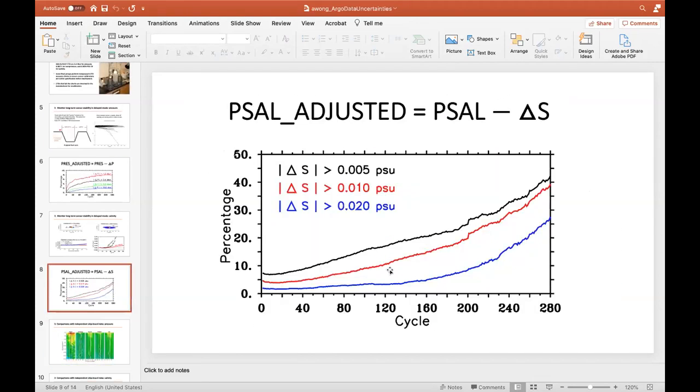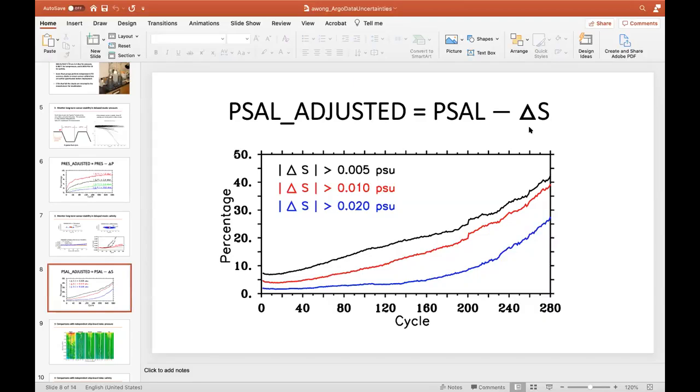Okay, so similar to pressure, in all the Argo data files, we record the raw salinity values as well as the adjusted salinity values. The adjusted salinity is simply raw salinity minus delta S, and delta S is obtained from comparing to a reference database. Again, I want to show you a plot that gives an indication of how much salinity adjustment we need to apply to Argo floats.